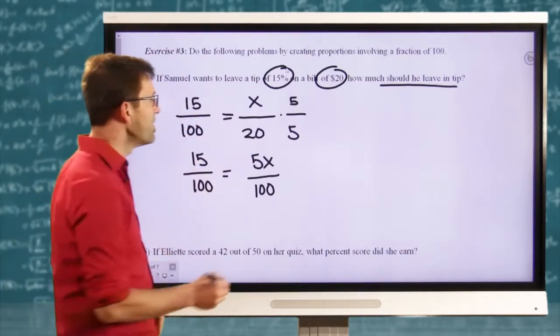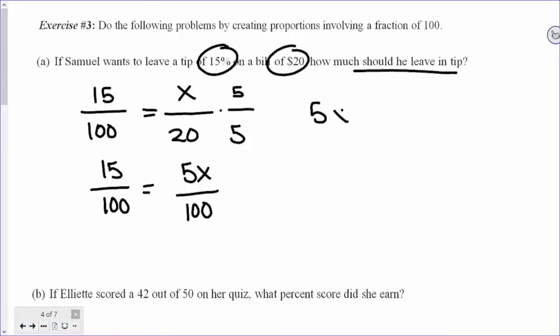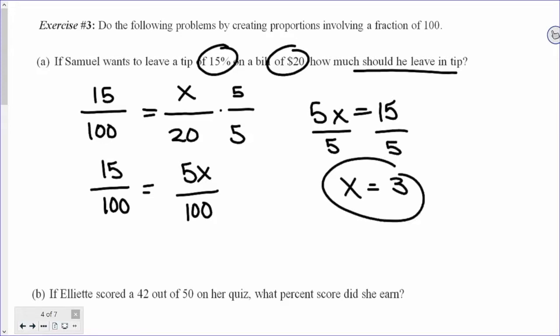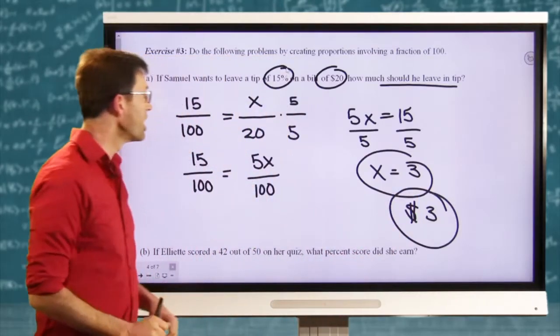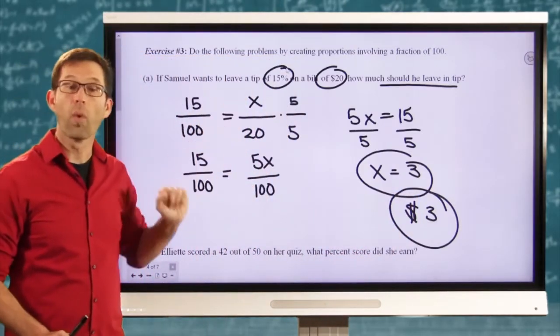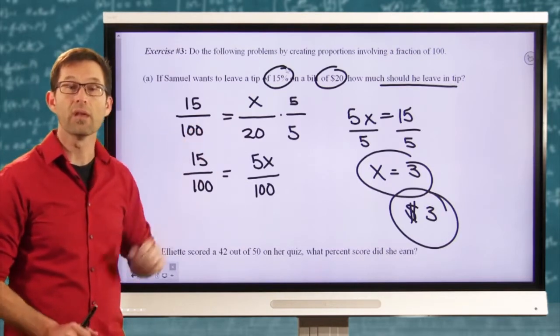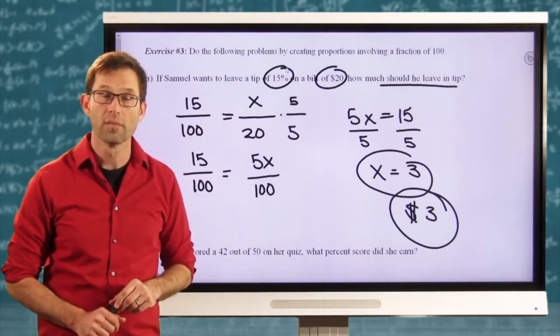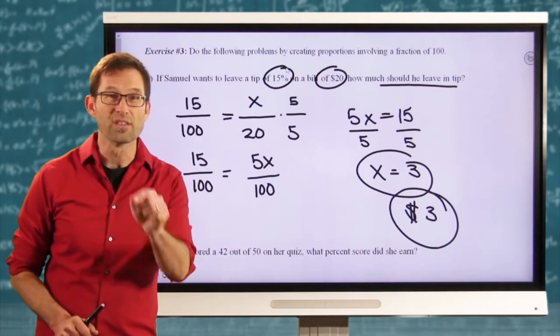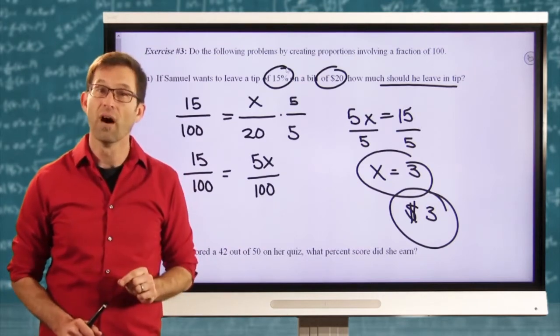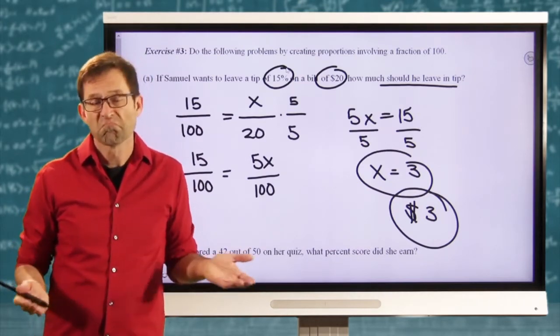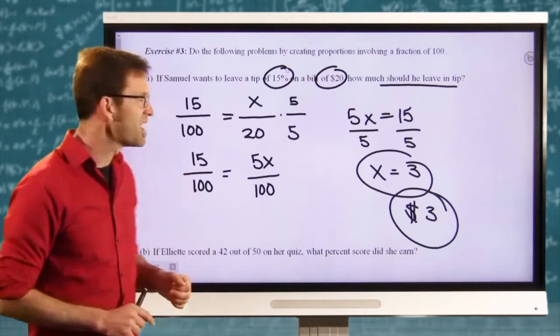Now, this is a little bit tricky because it involves just a bit of algebra. That means that 5x must be 15. Do a little bit of simple division by 5, and x must be 3. So we should leave a tip of $3. In other words, 3 out of 20 is the same as 15 out of 100. All right? So 3 is 15% of 20. That's simple, sort of. Let's take a look at letter B.